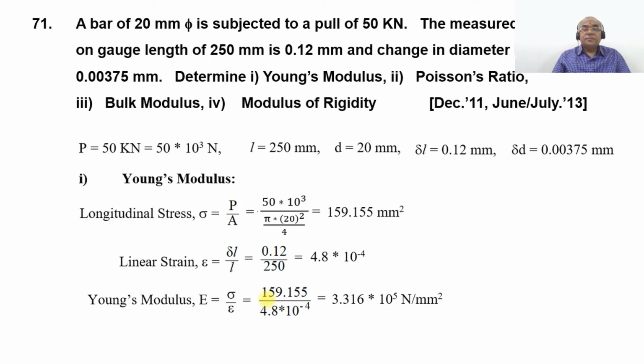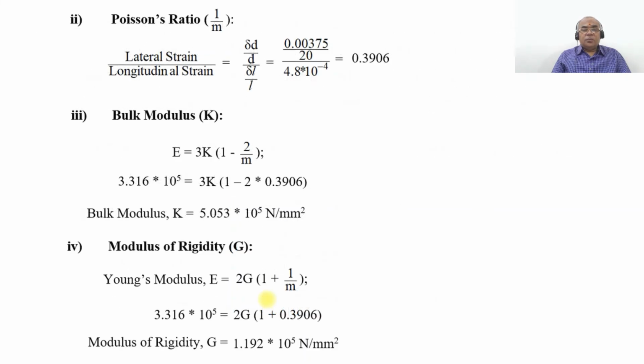Then we need to find the Poisson's ratio. Poisson's ratio is nothing but the lateral strain by the longitudinal strain, which is delta D by D over delta L by L. On substitution, you will get 0.00375, which is the delta D, and D is 20. You know the delta L by L, which you already found out, which is 4.8 into 10 to the power of minus 4, which gives 0.3906.